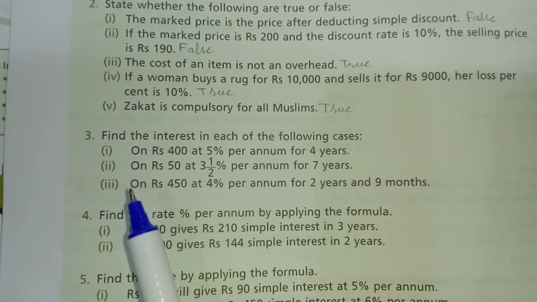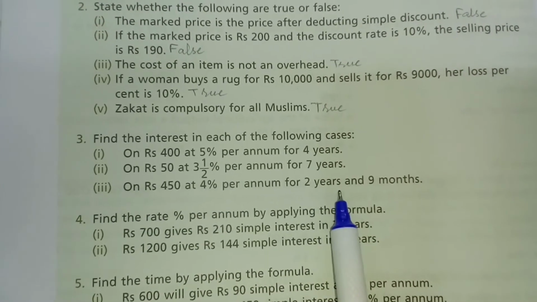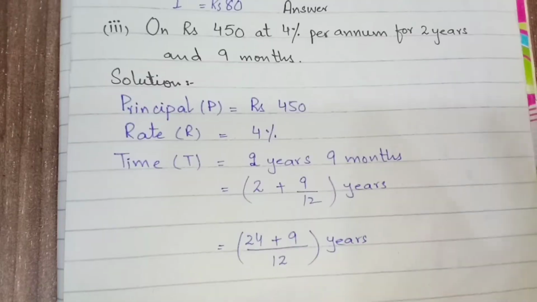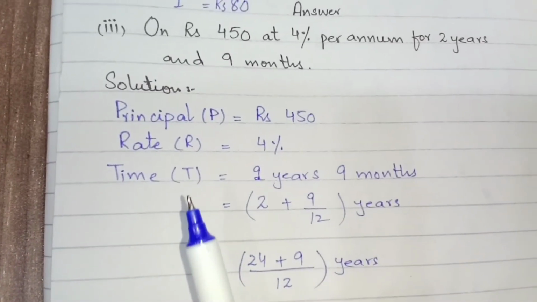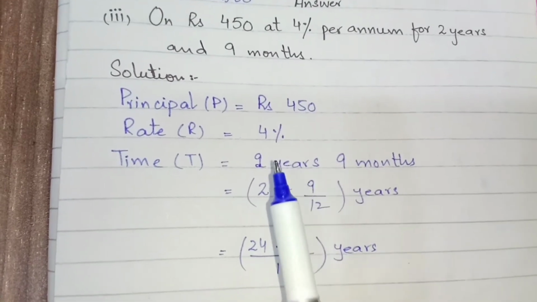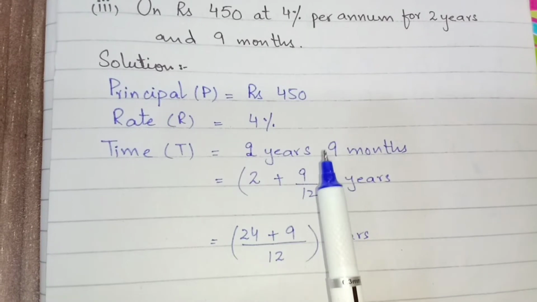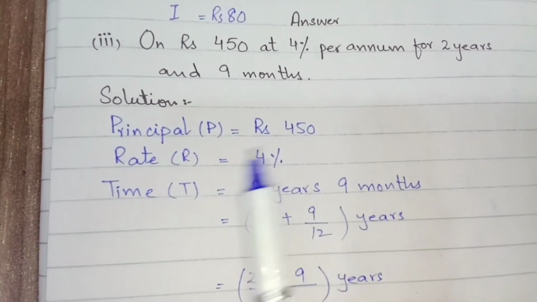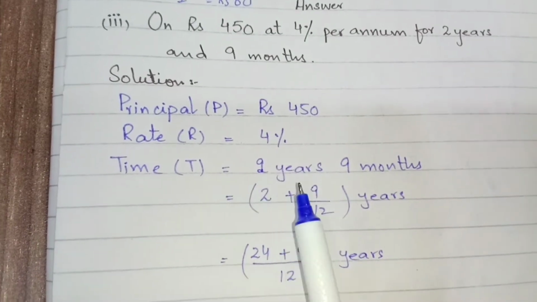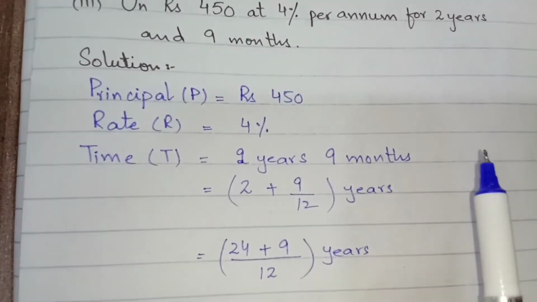Now we have to move to part number 3: on rupees 450 at 4% per annum for 2 years and 9 months. As I explained earlier, time must be in years. So here it is 2 years and 9 months. First of all we have to convert this time period totally into years. Principal is given in the question, rupees 450, rate is given 4%, and time is given 2 years and 9 months. As we know, in 1 year there are 12 months.